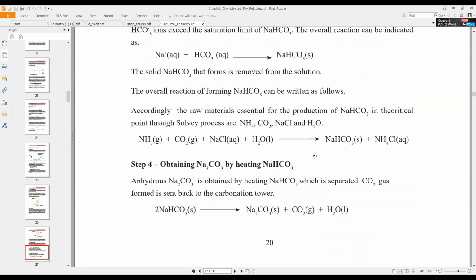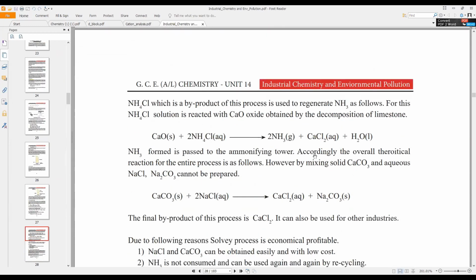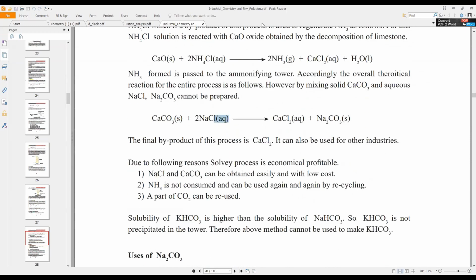The other things are very straightforward in this particular reaction. The only necessary thing is that when you have calcium oxide along with ammonium chloride in one of the steps, you will have calcium chloride. And when you have NaCl with the limestone, calcium chloride can be formed. This is the main byproduct which is formed. Okay, so that's it.